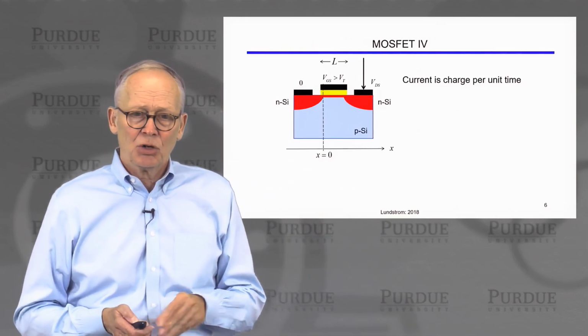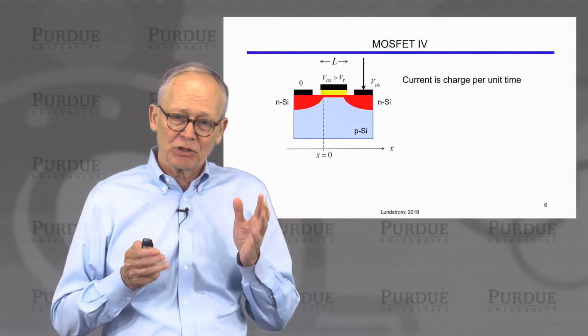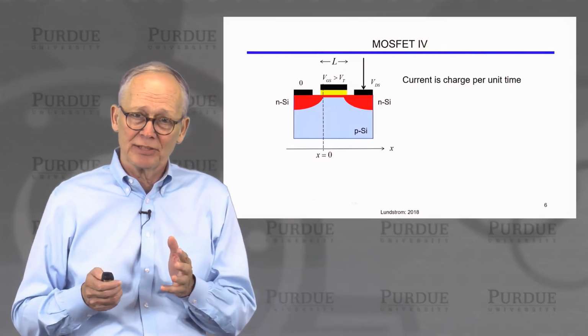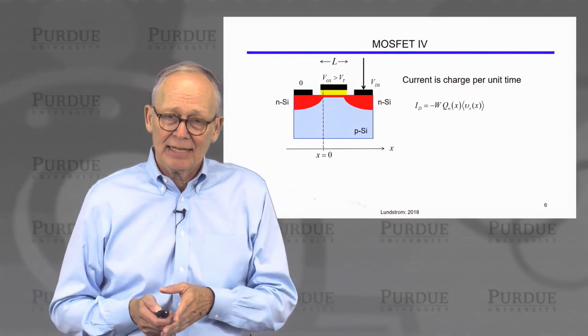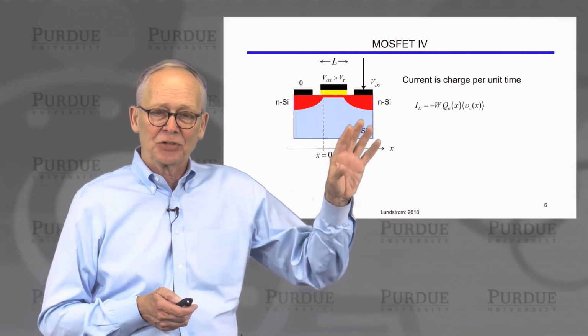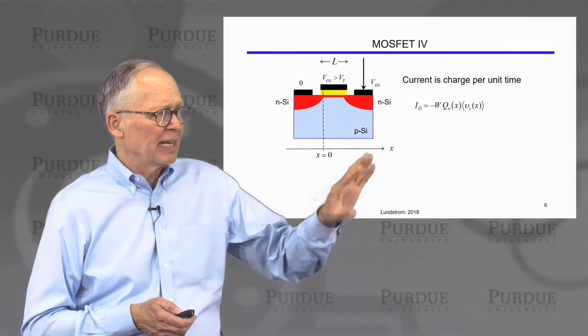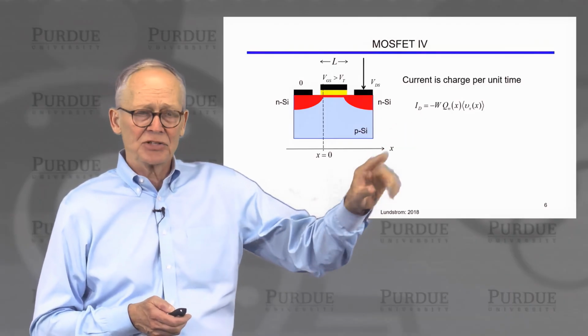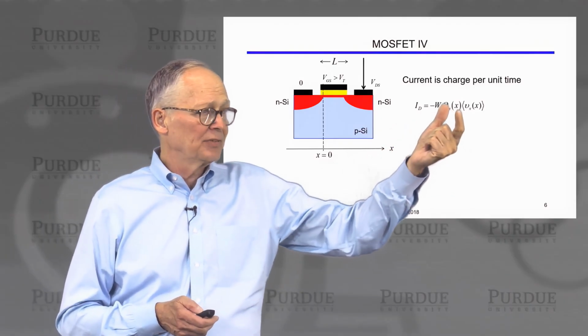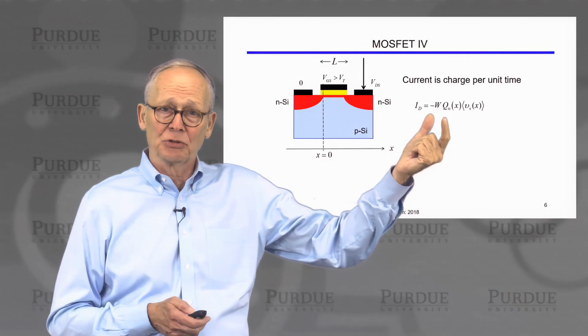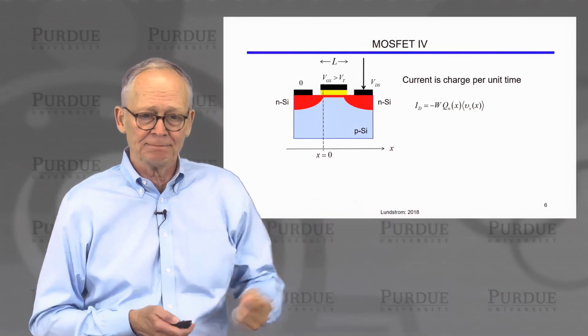All right. So we remember current is charge per unit time. Another way to write that is current is charge times velocity. Moving charge gives us current. And if you check out the dimensions here, the width of the transistor, current is proportional to the width. If we double the width, we double the current.